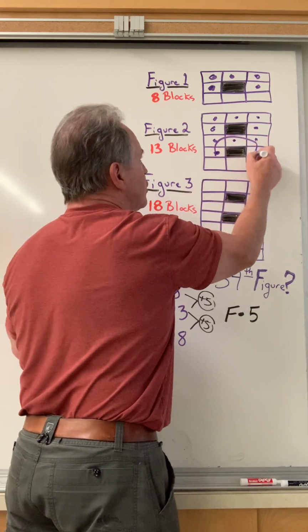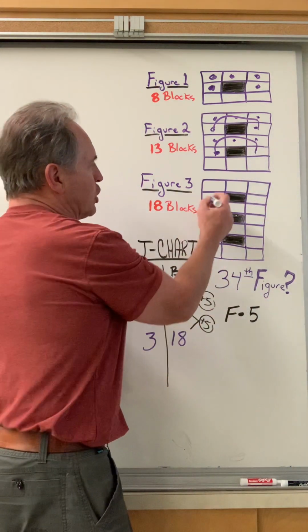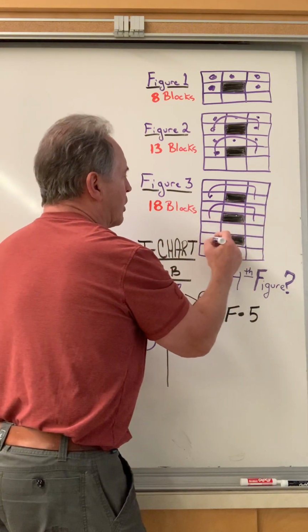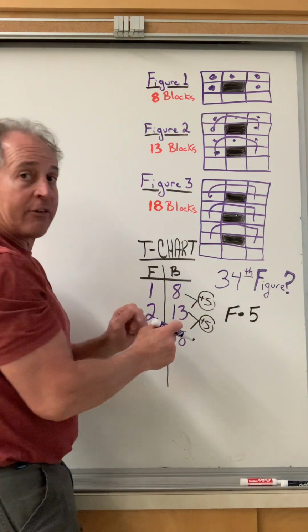That kind of goes in this U shape, right? And there's 2 groups of that, right? Perfect. This third one has 1 group, 2 groups, and then a third group, right? So figure number 3 has 3 groups of the plus 5, right?